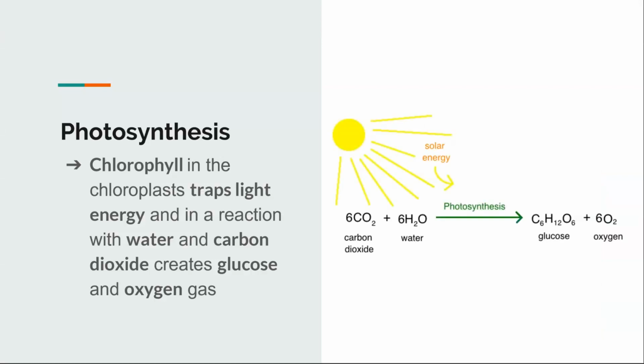Chlorophyll are green molecules in chloroplasts that absorb light energy, which, put together with water and carbon dioxide, create glucose and oxygen. So you have to know this chemical reaction of photosynthesis. 6 carbon dioxide molecules and 6 water molecules are converted by light energy that's captured by the chlorophyll and is converted into a sugar molecule, which is the glucose, and 6 oxygen molecules. So plants create the food, the glucose, and oxygen.